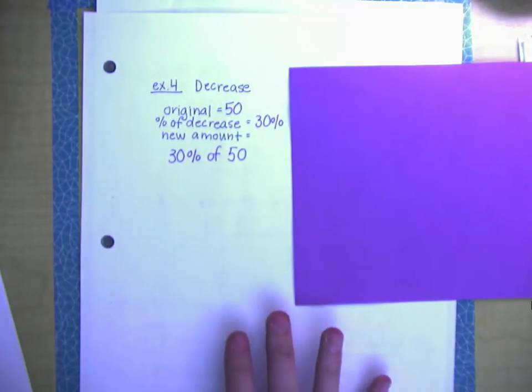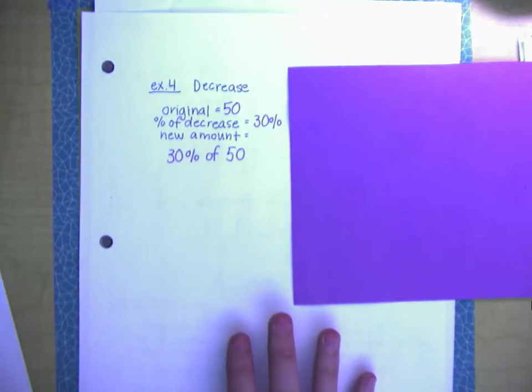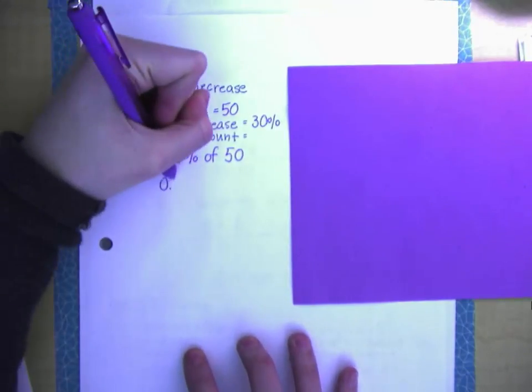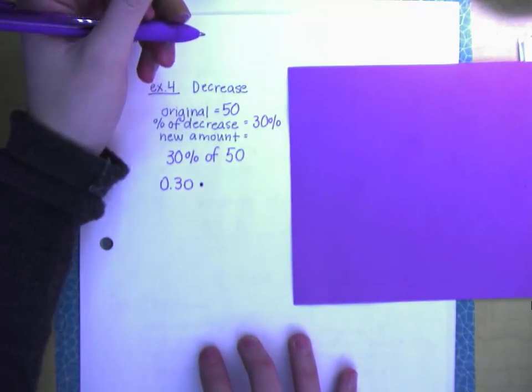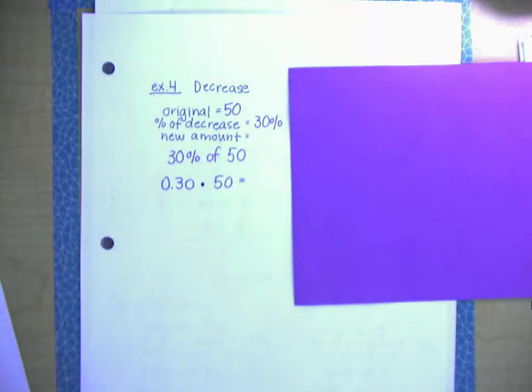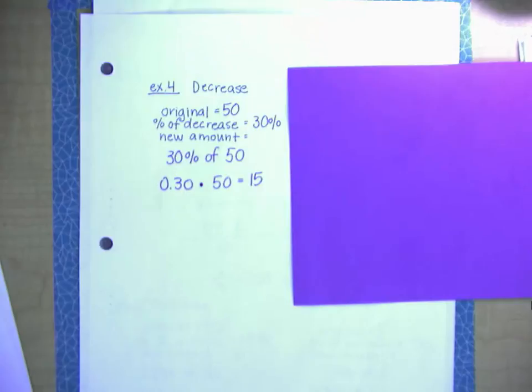So in order to do that, we do what, Asia? Well, before we can do that, we have to find 30% of 50. So how do I do that? We turn 30% into a decimal. So we get 0.30, and then we do what? We multiply it by 50, right? Okay, when we do that, what do we get? 15.